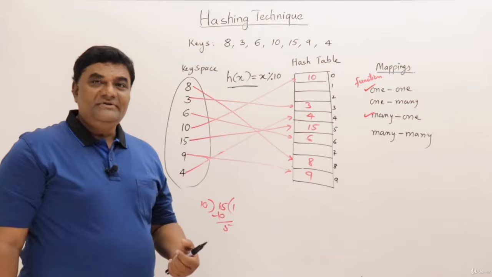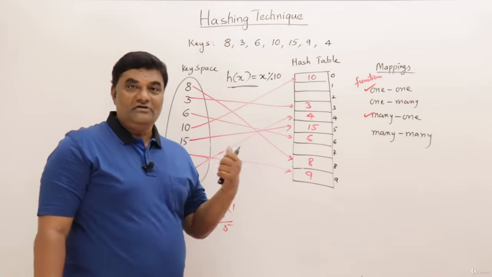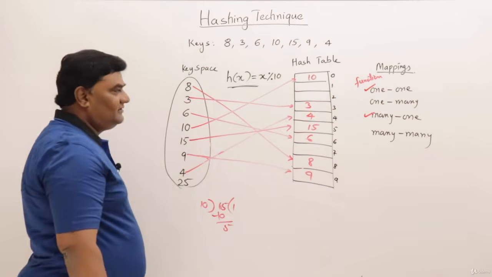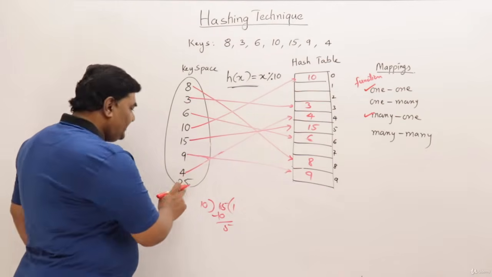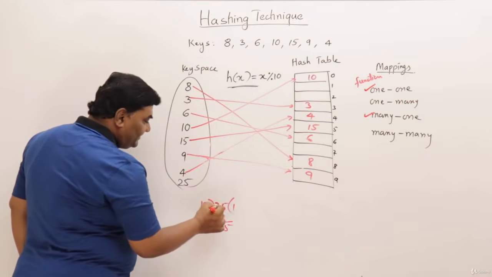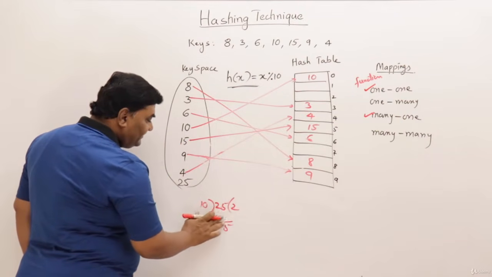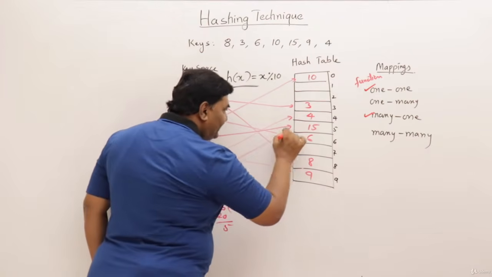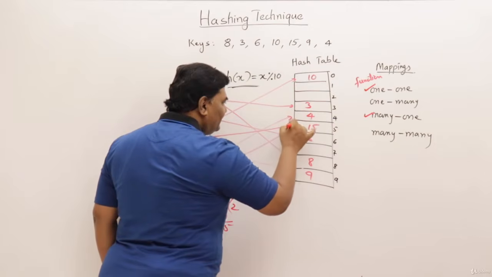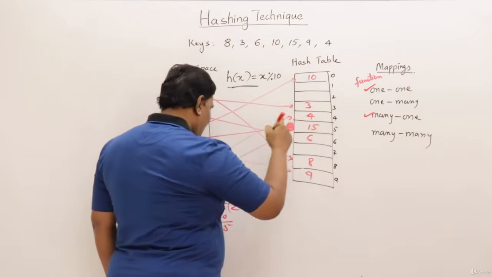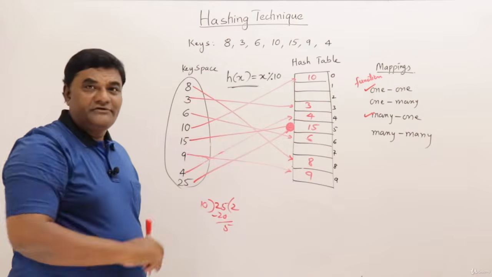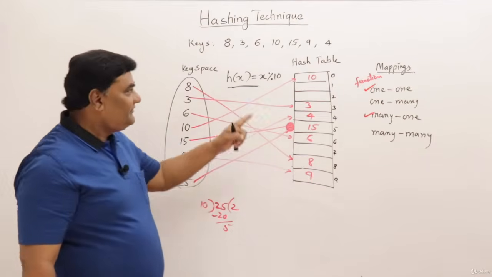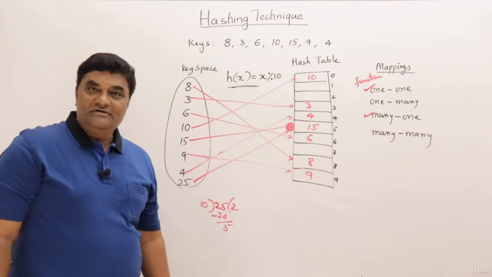Now let us see the problem with this modulus hash function, its drawback. If I have a key value 25, where should it be mapped? 25 mod 10. 10 twos are 20, and the remainder is 5. So this 25 is also mapped to index 5. See, 15 is already present there, and there is no space for 25. So two keys are mapped at the same index because we have modified the hash function to this modulus hash function.